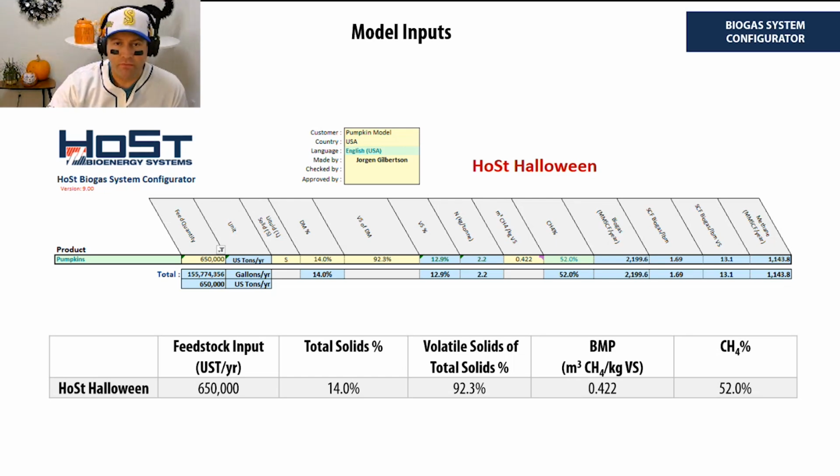So for every kilogram of organic matter that enters the digester, how many cubic meters of methane would be produced. This is a lab tested number, and we have it at 0.422. It's right in the middle. Manure would be lower, and food waste and fatty things would be higher. But as we'll find out, pumpkin is actually a very good feedstock. Lastly, we have another input of the CH4 percentage of the biogas. What percentage of the biogas would be methane? So that is our project inputs.